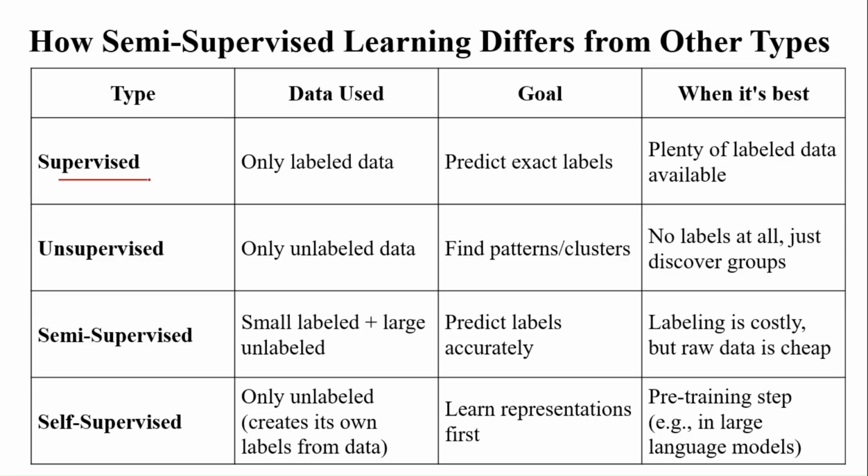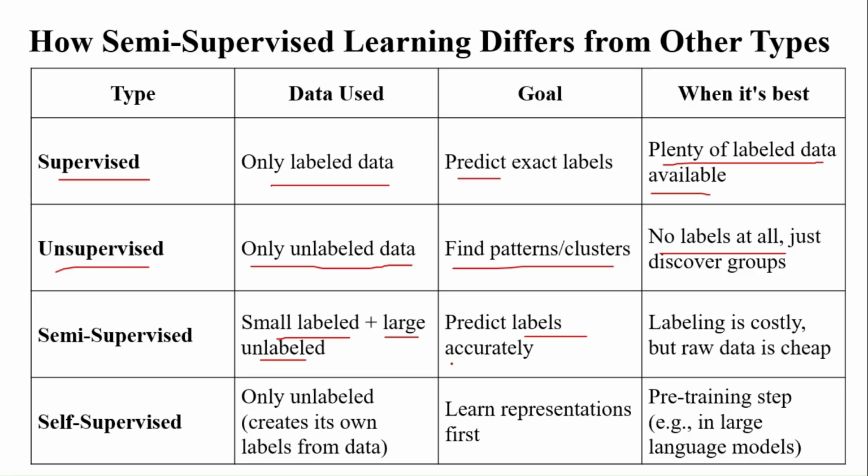Let us compare with other learning types, and see how semi-supervised learning differs. First, supervised learning uses only labeled data, and its goal is prediction. It is best when plenty of labeled data is available. What is unsupervised learning? Only unlabeled data, finding patterns and clusters. No labels at all, just discovering groups. In semi-supervised learning, we have a small amount of labeled data and a large amount of unlabeled data, to predict labels accurately. Labeling is costly, but raw data is cheap.